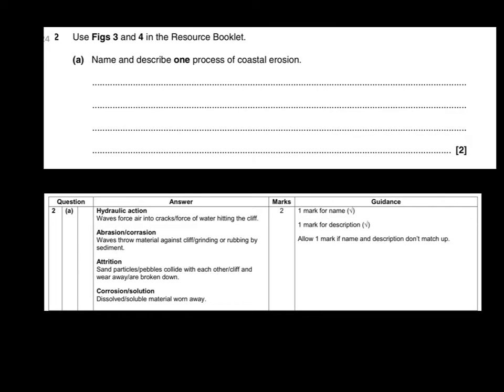Welcome to our video looking at the Year 10 mock exam. The aim of this video is to talk you through the mock exam paper for the higher tier and to give you some pointers about what you could do to get full marks.